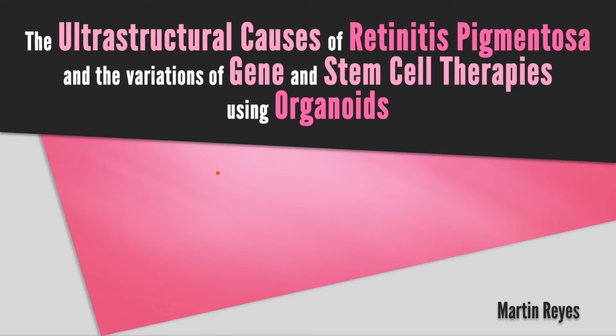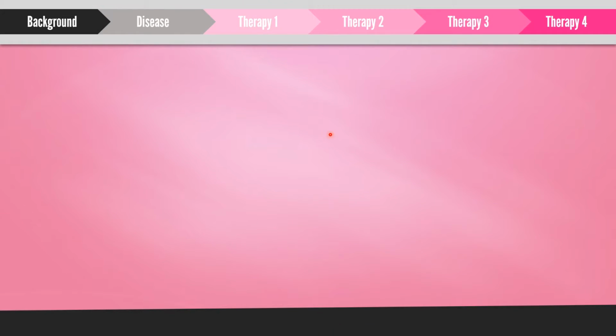Hello, my name is Martin Reyes, and today I'm going to be talking to you about the ultrastructural causes of retinitis pigmentosa and the variations of gene and stem cell therapies used alongside organoids. So I'm going to go ahead and split up my presentation into 6 different sections here.